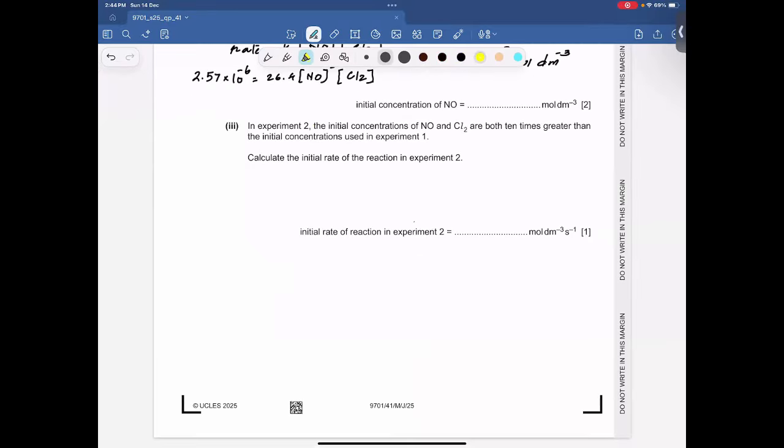In experiment 2, the initial concentration of NO and chlorine are both 10 times greater than the initial concentration used in experiment 1. Calculate the initial rate of reaction in experiment 2. 10 times greater. Okay. So that's an easy thing.